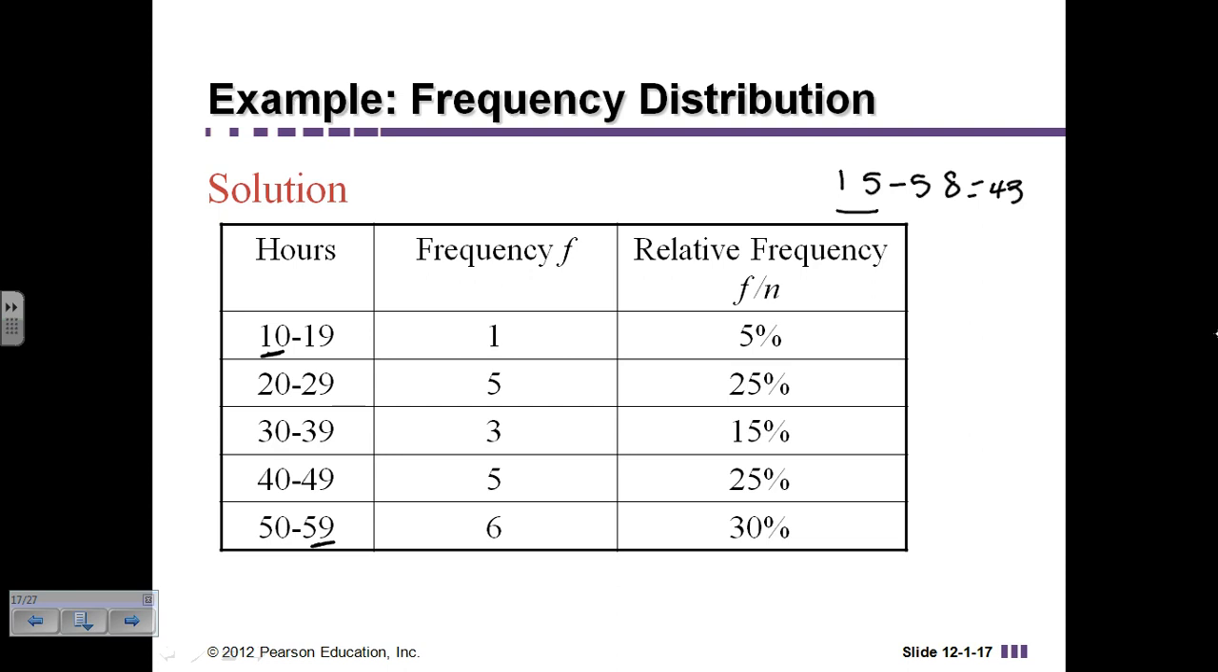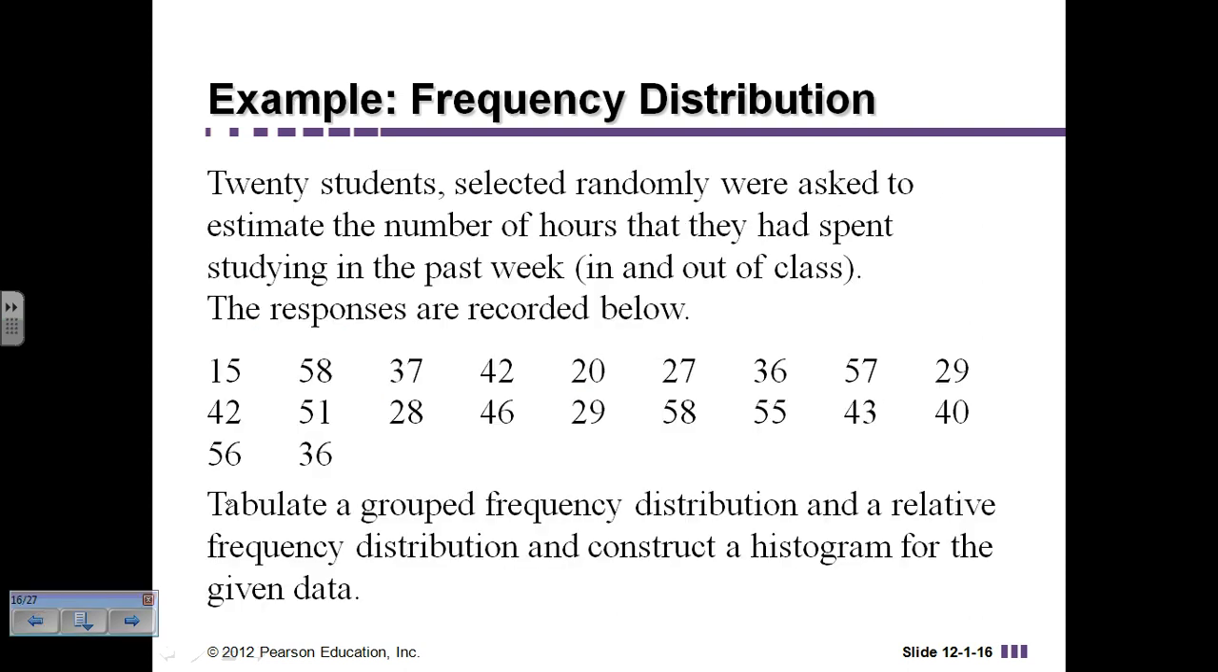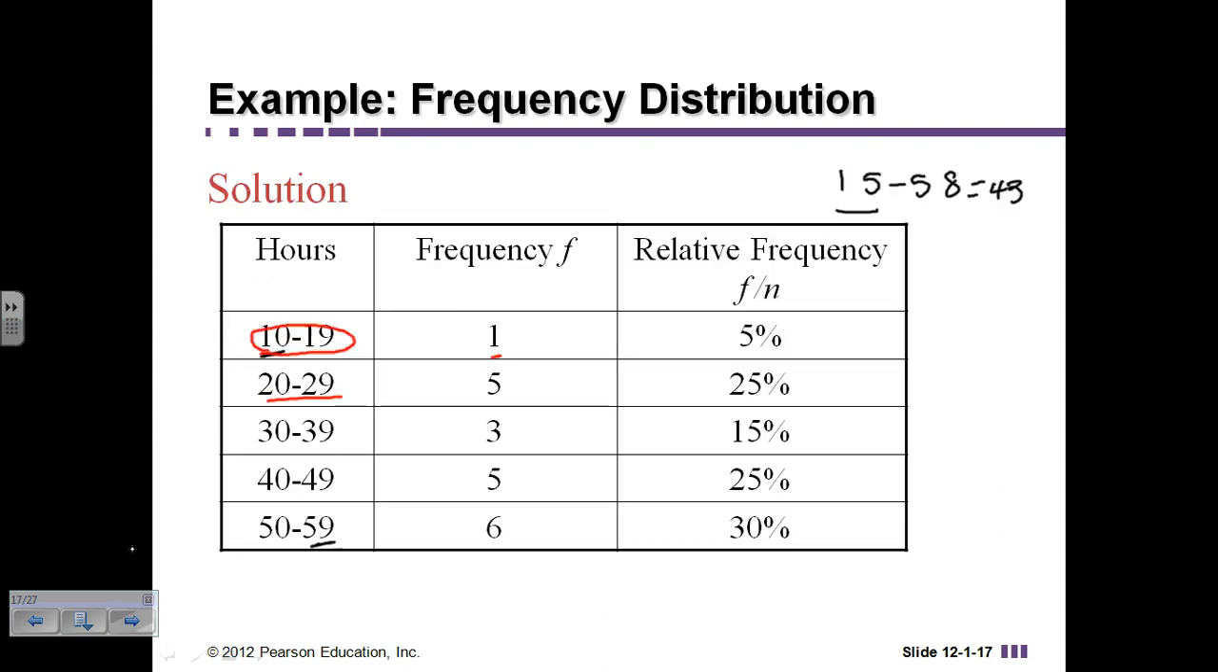So we want to know what students were in this 10 to 19 range, and there was only one student in that range. How many students were in the 20 to 29 range? Okay, and so what we're talking about here is when we look at this set of data, the 20 to 29 range would be this student, this student, this student, this one, this one. So we have 5 students that are in that 20 to 29 hours range. So that's where the number 5 came from.